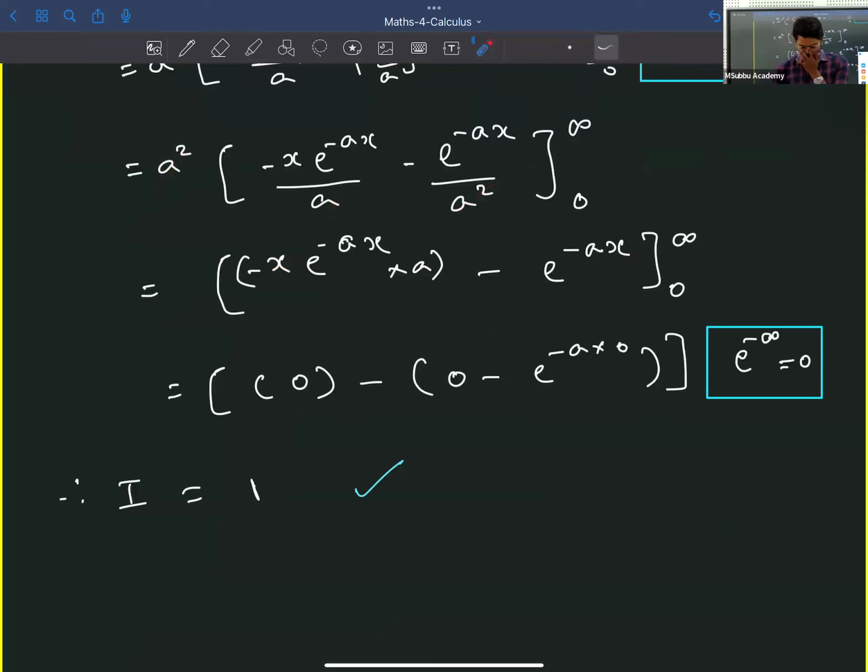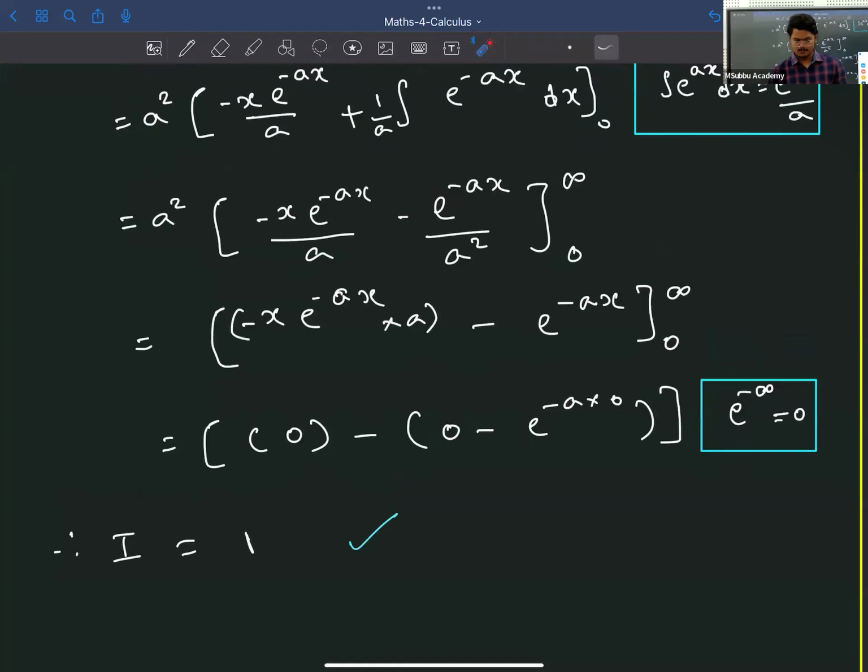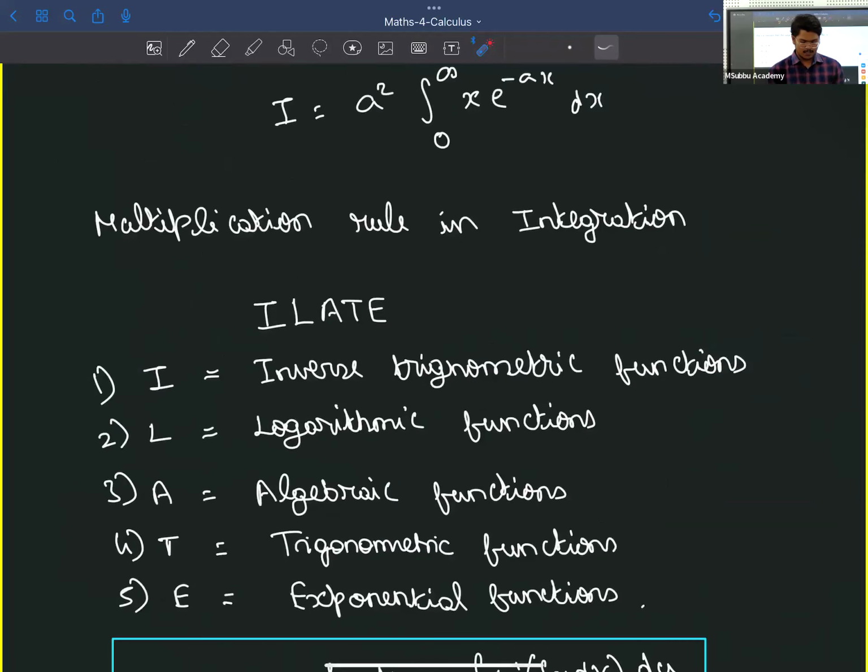Now apply the limits. When you substitute infinity here, e power minus infinity will be 0, so these two become 0. When you substitute 0 here, we have an x term, so this term will become 0 again. Here, e power 0 is nothing but 1, so minus 1. Upper limit minus lower limit, so minus into minus 1 gives you plus 1. So this will be your answer.